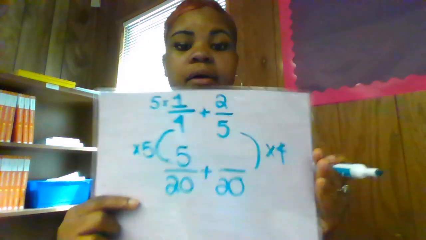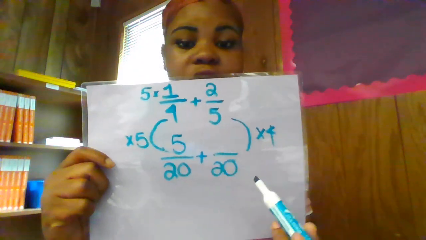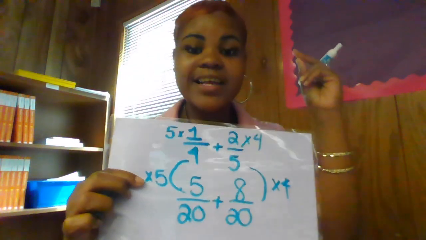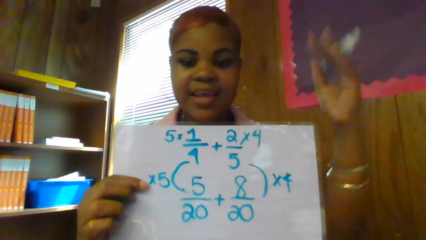And then on the other side, what did we do? We multiplied 5 by 4 to get 20. So I've got to multiply 2 by 4. 2 by 4, let's count. Ready, go. 2, 4, 6, 8. Good job. So now I have a common denominator. That's the same. Good job.